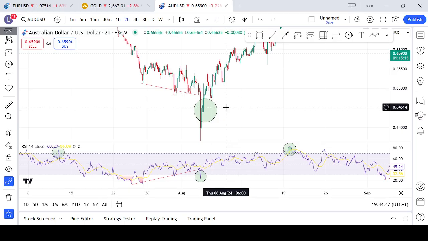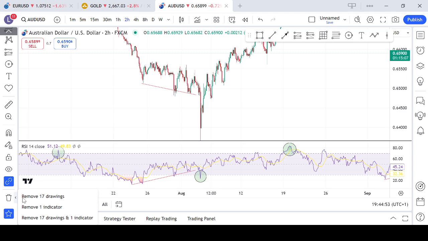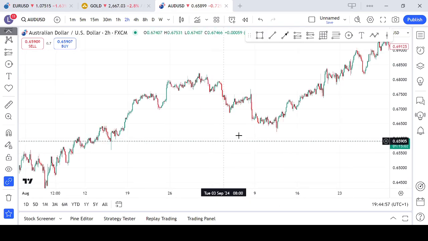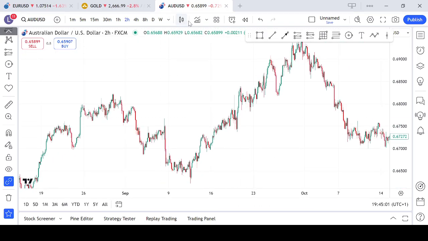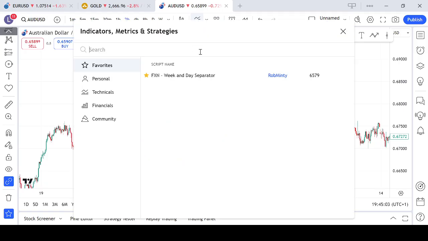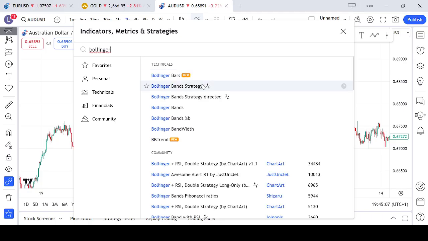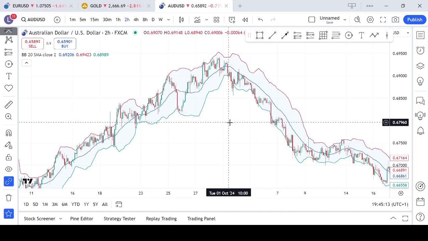So the next on my list is the Bollinger Bands. I'm just going to insert that. First, let me delete this. So the next best swing trading indicator is the Bollinger Bands. Let me just add that to the chart. So this is the Bollinger Bands.